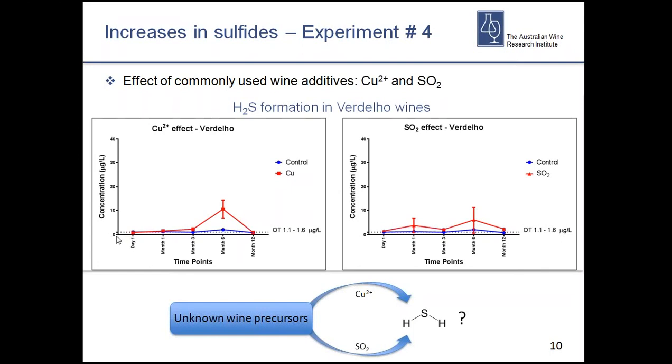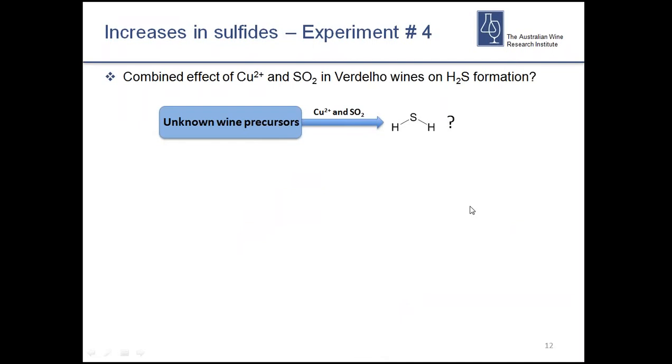And here you can clearly see that if we treated our wines with copper, we saw quite a dramatic increase in hydrogen sulfide concentration of about 10 micrograms per liter after 6 months of storage. That decreased again at the end of the experiment, but still there was quite a big increase in hydrogen sulfide. But our SO2 didn't really have any impact on hydrogen sulfide formation. It had a very variable effect over the course of the experiment. But the most interesting aspect of the study was when we actually combined the copper and the SO2 in the Verdelho samples.